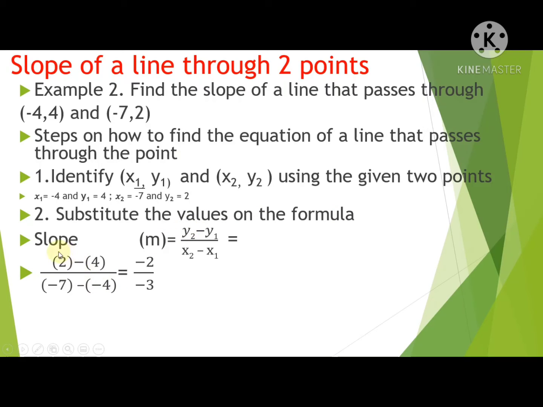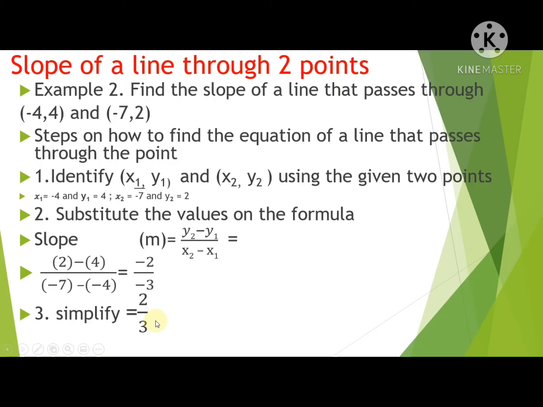So we have 2 minus 4, negative 7 minus negative 4 is negative 3. So 2 minus 4 is negative 2. Negative 2 divided by negative 3. So this will be the lowest term. Our final answer is 2/3. Negative divided by negative is positive. So our final answer is 2/3.